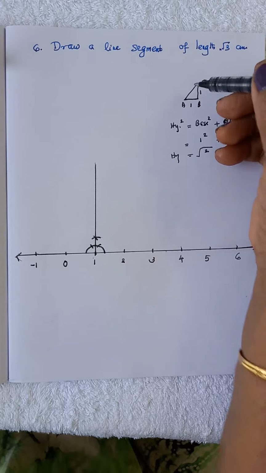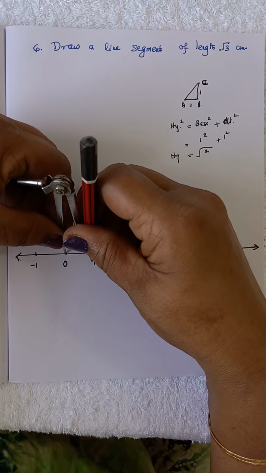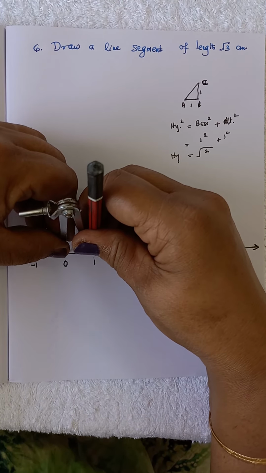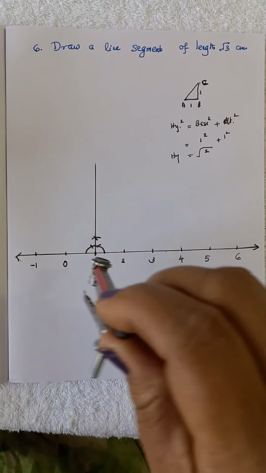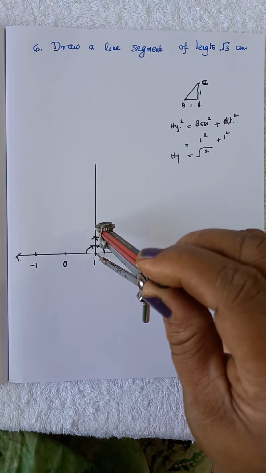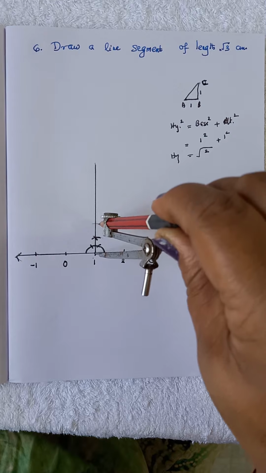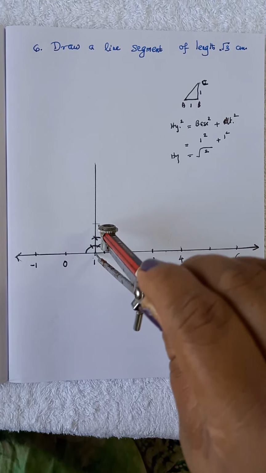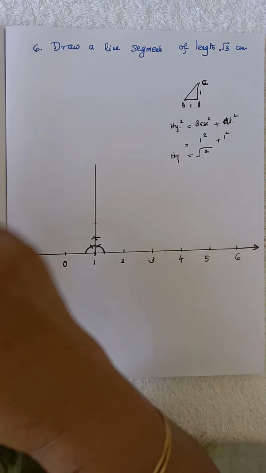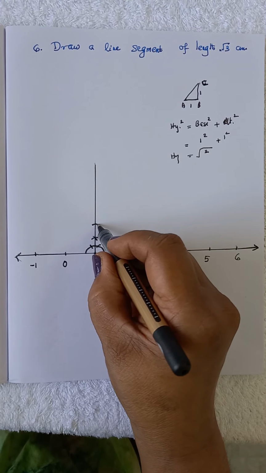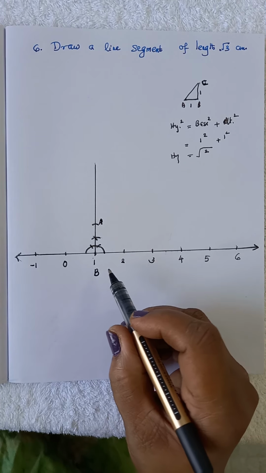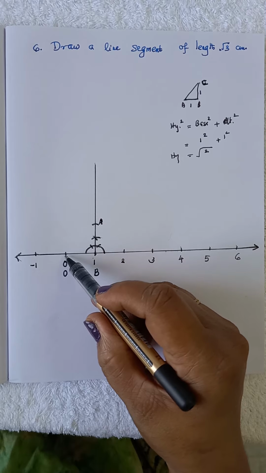In that we have to take 1 unit. This is 1 unit. 0 to 1, 1 to 2, all are 1 unit. So from this point we have to cut this perpendicular here and mark the point as A, and I am marking this as B, this is O. Now join this O to A.